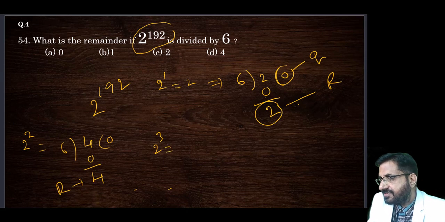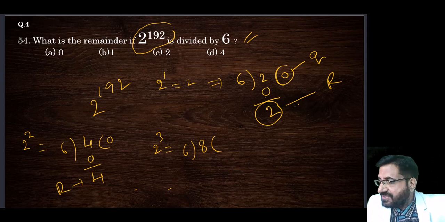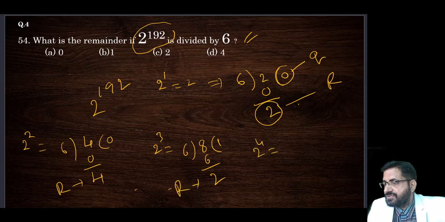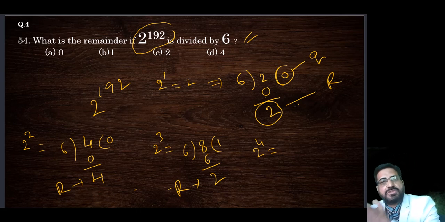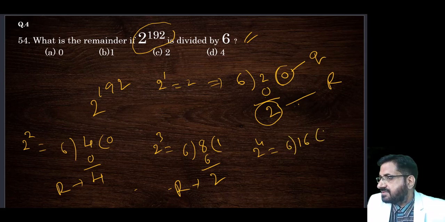Come to 2 raised to 3. It will be 8. So I will divide 8 by 6, because they have asked in the question, you have to divide by 6. So yeah, I can divide this 8 now. 6 1s are 6. Remainder is 2. Fine. Come to the next power of 2. 2 raised to 4. 2 into 2 is 4, 4 into 2 is 8, 8 into 2 is 16. Yeah, I can divide this also by 6. 6 2s are 12 and remainder is 4.